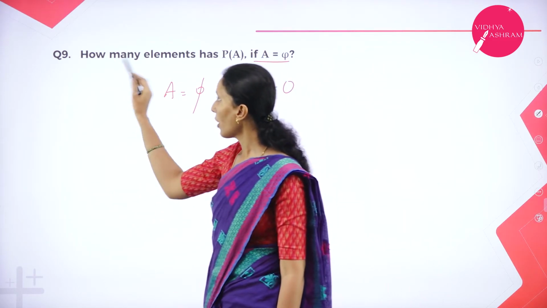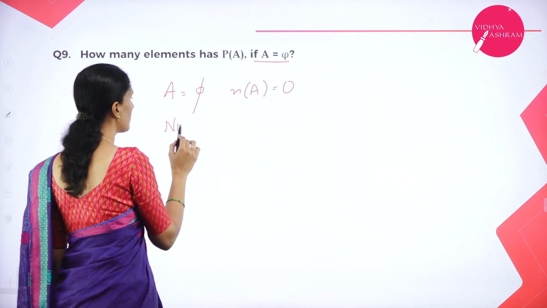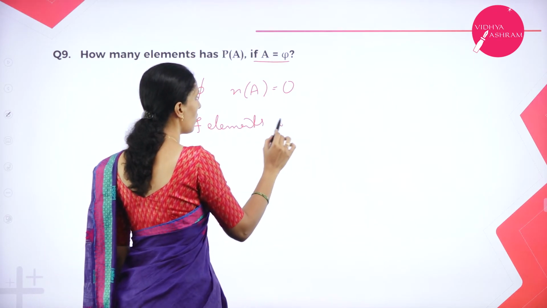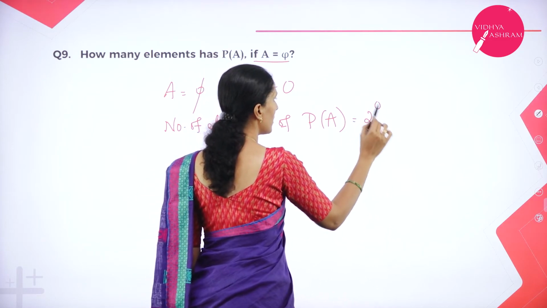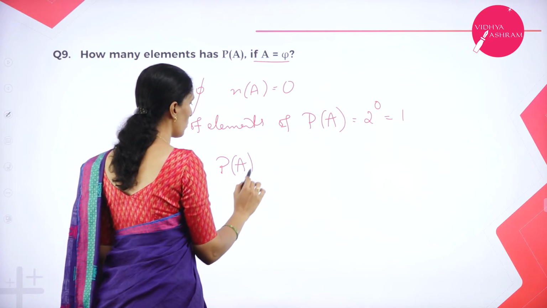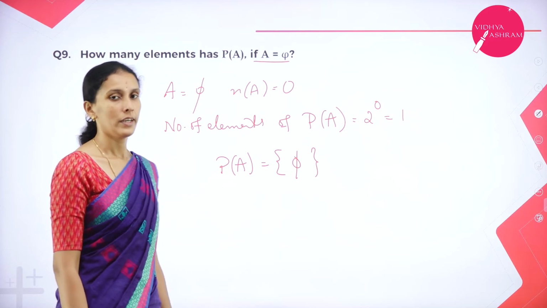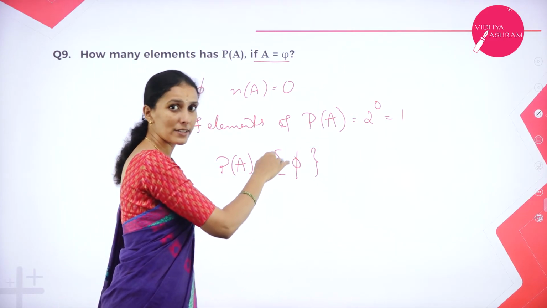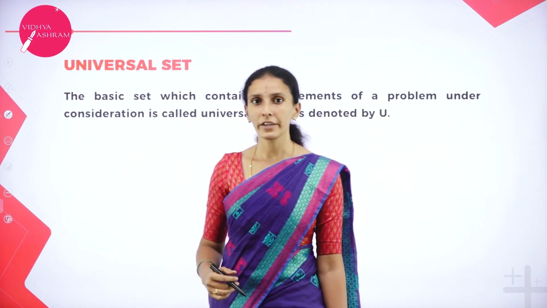So the number of elements of the power set of A is 2 power 0, which is equal to 1. What is that element? The empty set only. Remember, when it comes to the power set, the subsets inside the power set become the elements of the power set. Next is the universal set.